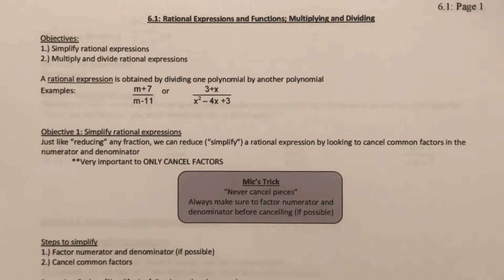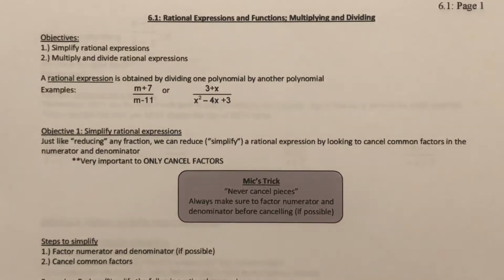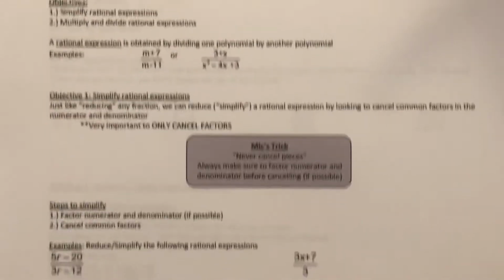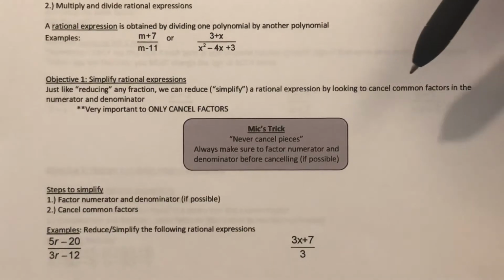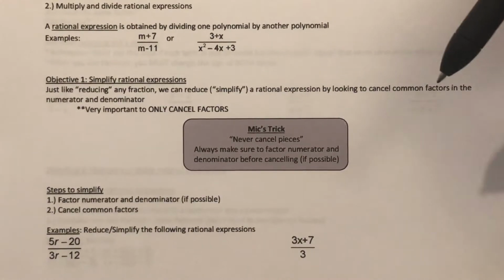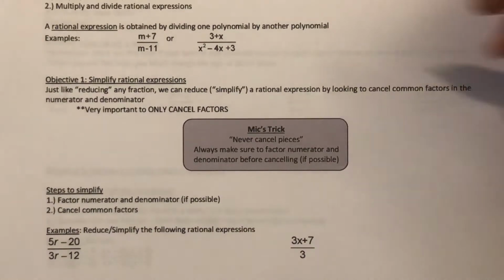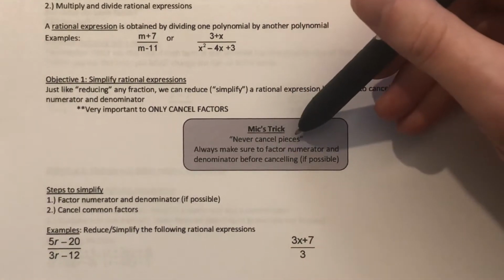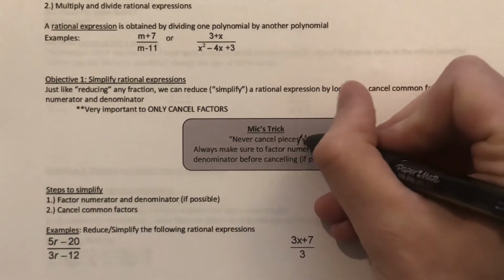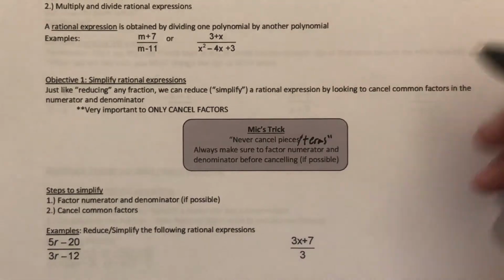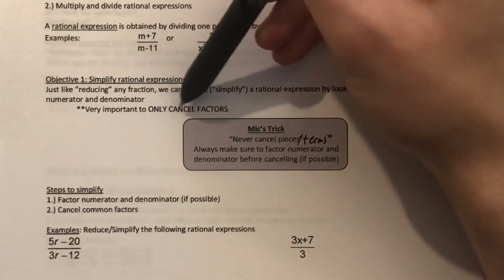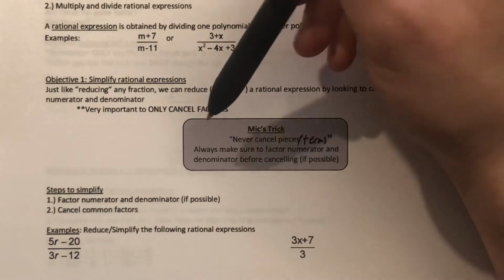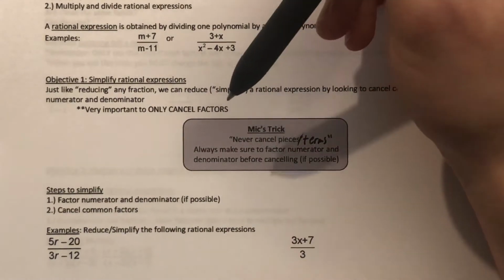You're looking for those common factors, like when you would see 4/6 and know it reduces to 2/3. Now, here is a very important idea, very critical to work on understanding this and not making this mistake throughout this chapter and beyond. I summarize it in this mixed trick of saying never cancel pieces. You could also call that never cancel terms, because the idea is we only cancel factors. The only way we're going to be canceling or reducing these rational expressions is when they have common factors.